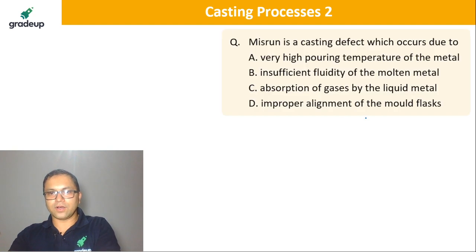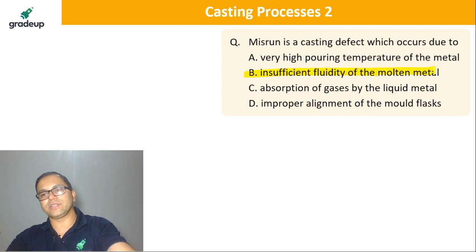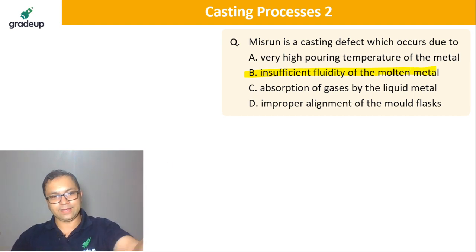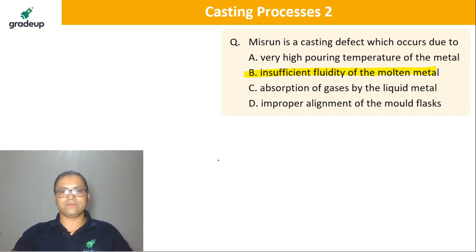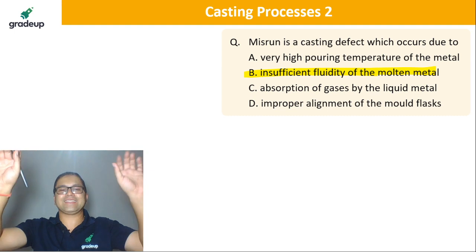So which of the options, right? Very high pouring temperature of the metal, insufficient fluidity, absorption of gases, or improper alignment of the mold flask. So what do you think? It should be B, right? Fluidity is not sufficient. That's why it's not able to fill it, right? So that's what it is. Yes, so fluidity. Yes, guys. So most of you got it correctly. Congrats.